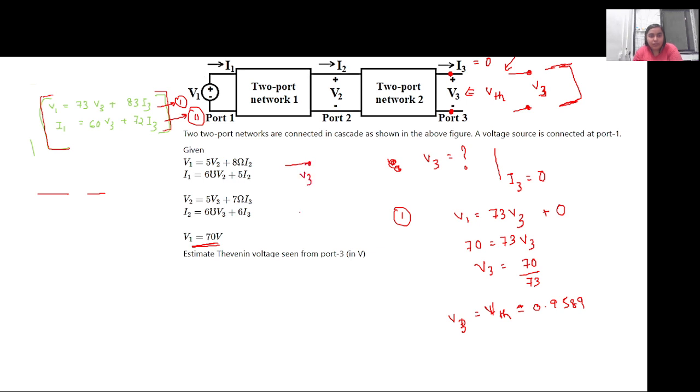Otherwise this V3 is actually the voltage that is getting measured here. Is it, you got it? Yes, ma'am. Okay.